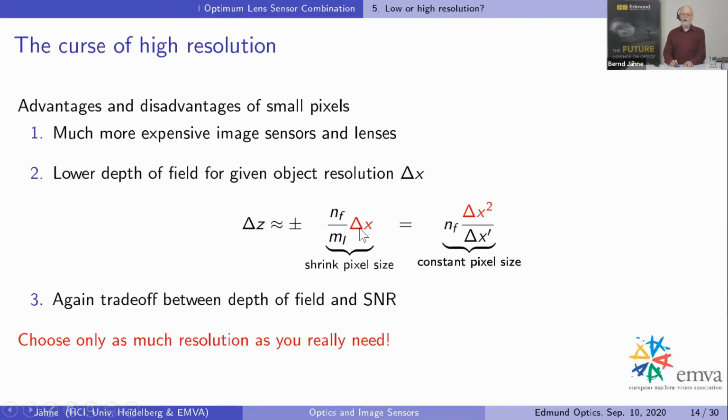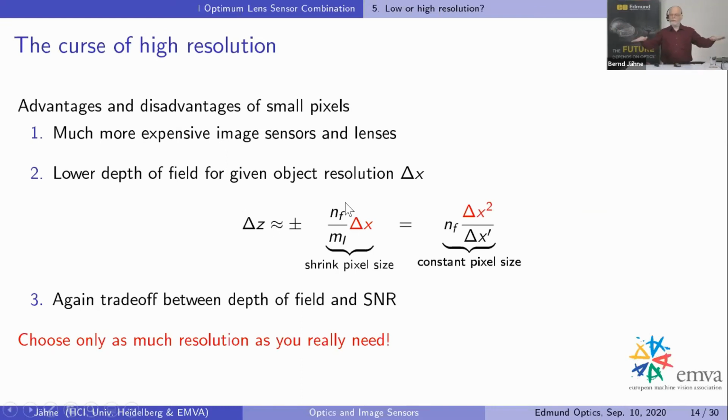Resolution is now in object space, so what type of resolution do we want to get? You can immediately see if you shrink the pixels, that means you take a sensor of the same size but half the size of pixels, then the depth of field is shrunk by a factor of 2. Whereas if you say, well, I want to have the same signal to noise ratio and I double the size of my sensor, then the depth of field even decreases with the square of your resolution. So you get 4 times less depth of field.